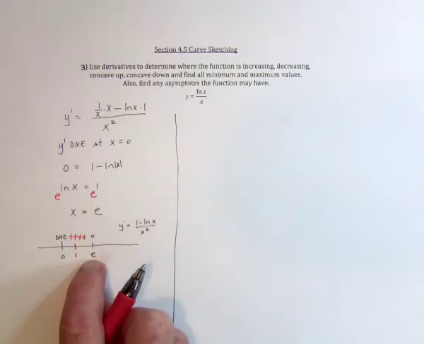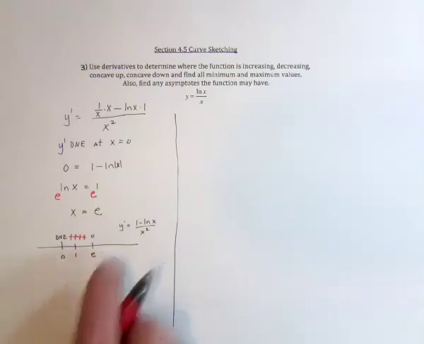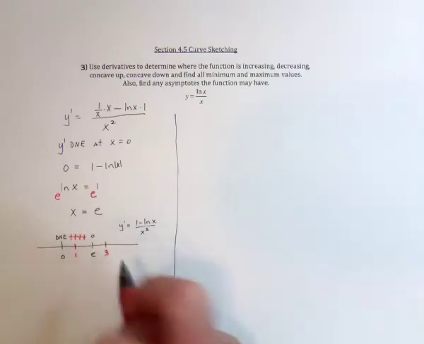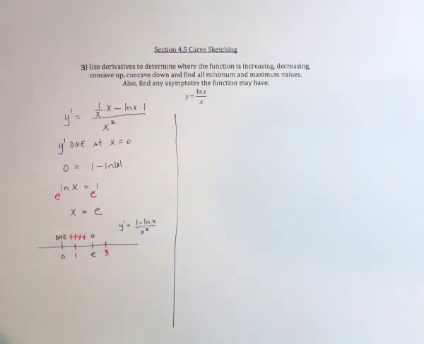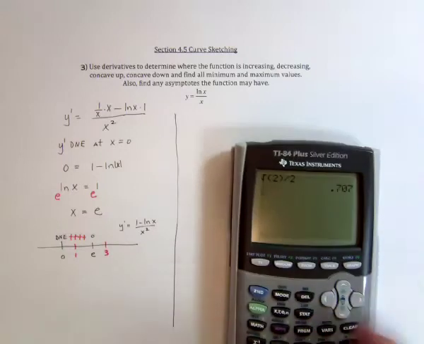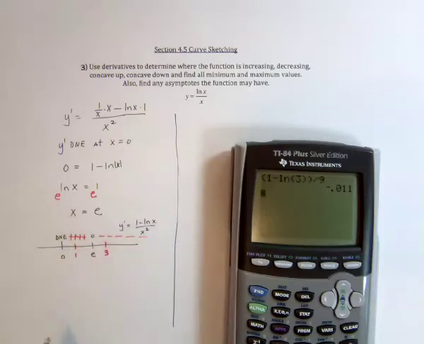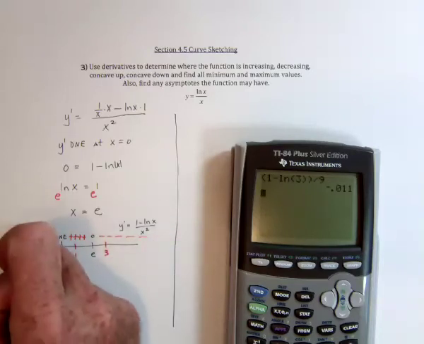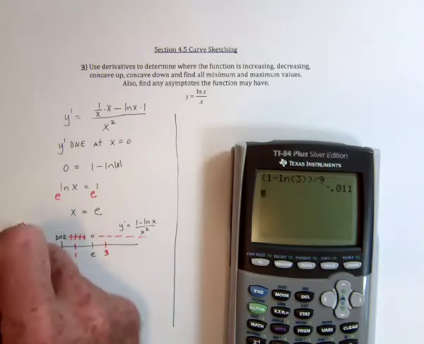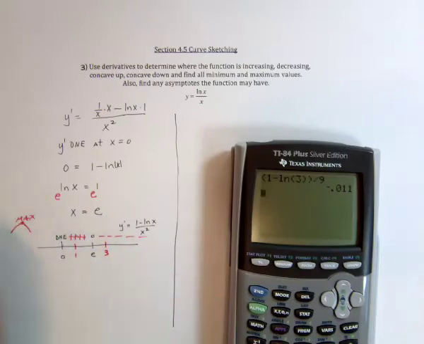e is 2.718, so if I pick something like 3, that would be over here. So we would need 1 minus the natural log of 3 gets divided by 3 squared. It's negative. So on this side, it's going down. So it was going up and then going down. So we've got a maximum. So right here, there's a maximum.